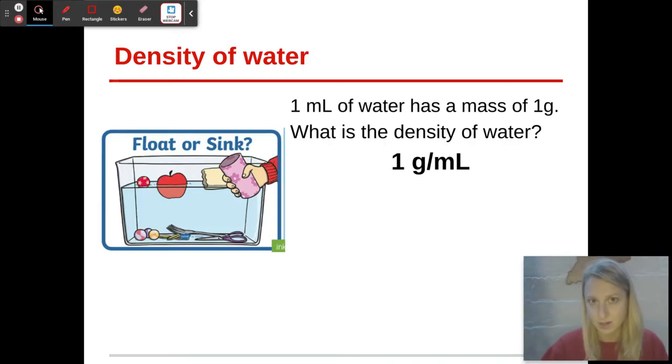Something to note here that's going to be really important is that 1 gram per milliliter is exactly the same thing as 1 gram per cubic centimeter. Some things we measure in milliliters, some things we measure in cubic centimeters, but those two units are actually the same, which means that a density of 1 gram per milliliter is the same thing as 1 gram per cubic centimeter.